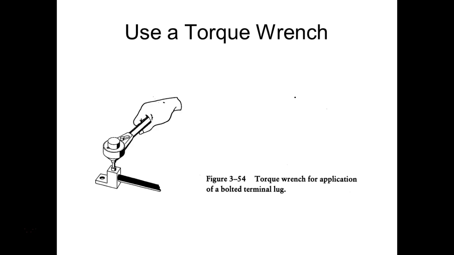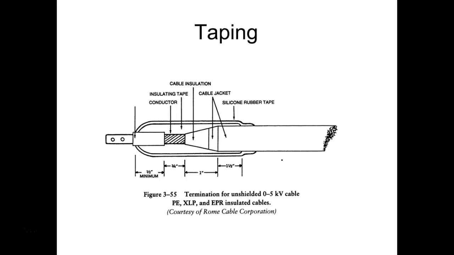Using a torque wrench, when you get your compression type, you need to check to see what torque is required. You don't want to under torque it according to the specifications, because then the wire might work itself loose. You don't want to over compress it, because then you'll probably damage the conductors.